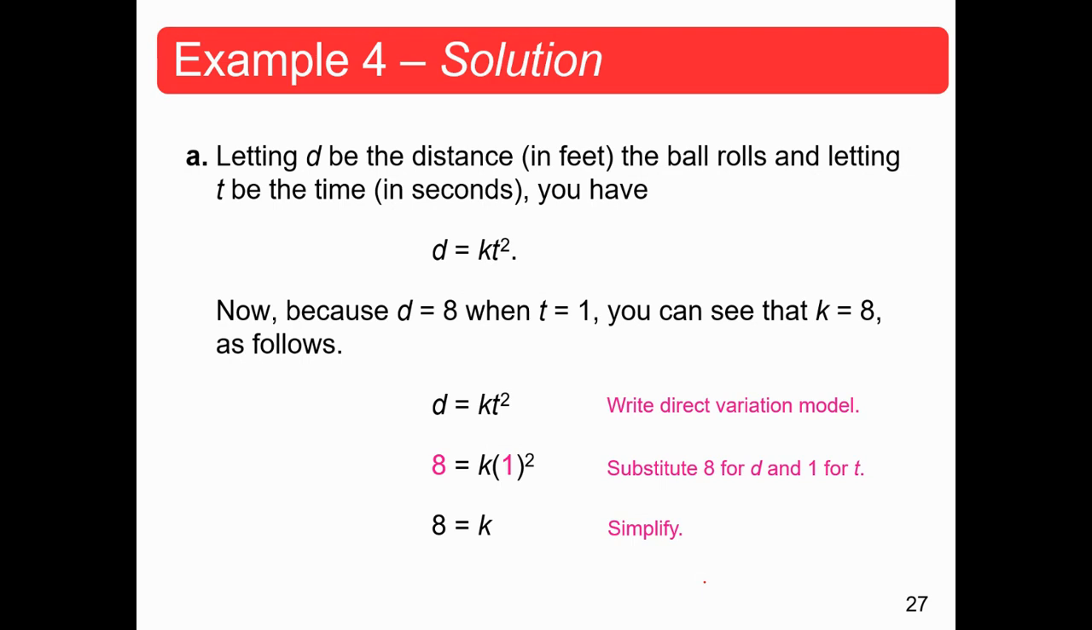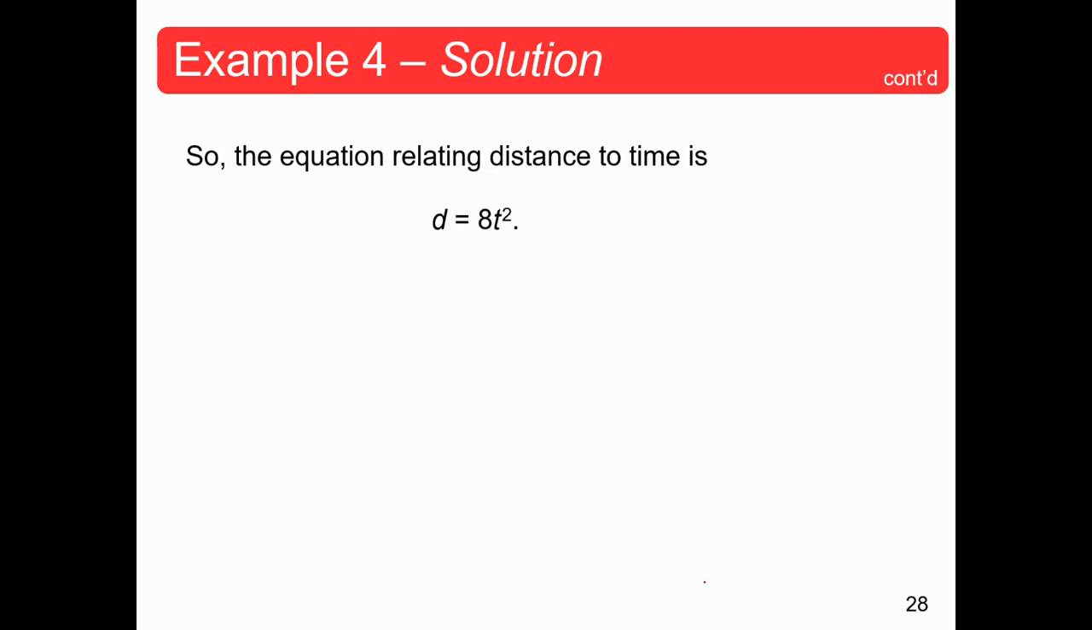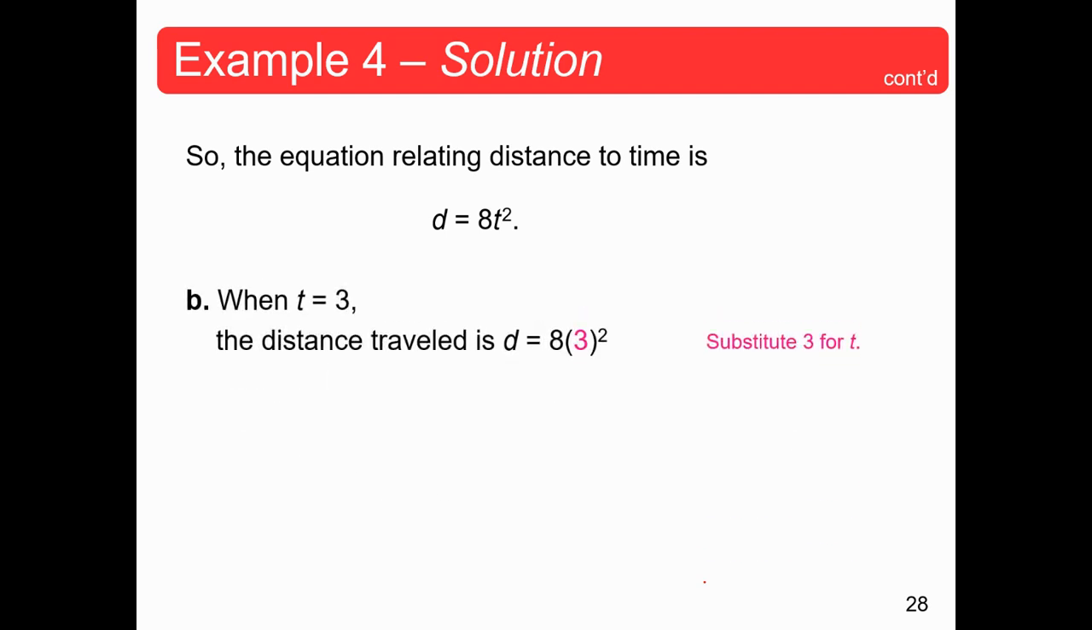Now we're going to rewrite our equation, replacing the k in our original equation, and that is d equals 8t squared. The next part of the question said, what will the distance be after 3 seconds? So we're going to replace the t with 3, and when we do that, we find that it is going to be 72 feet.